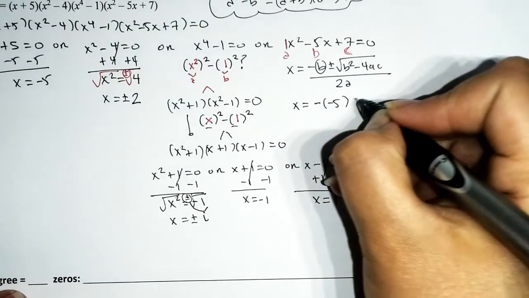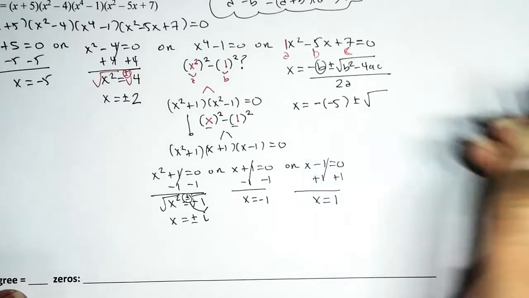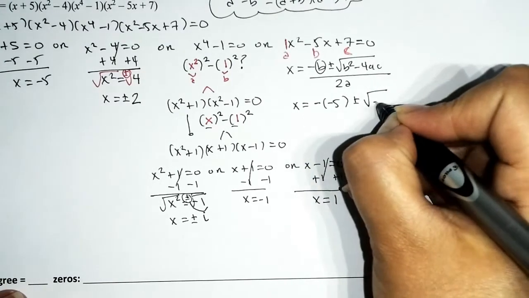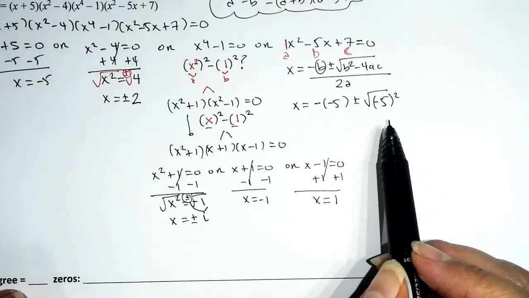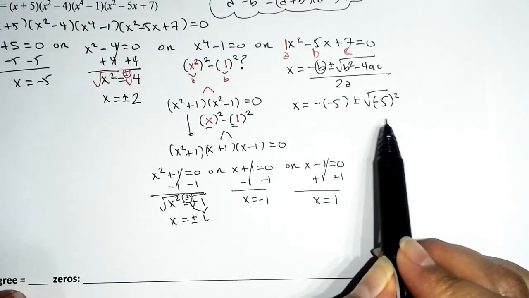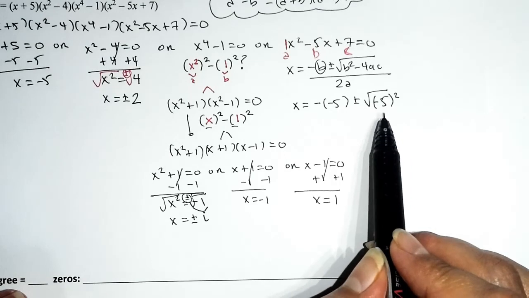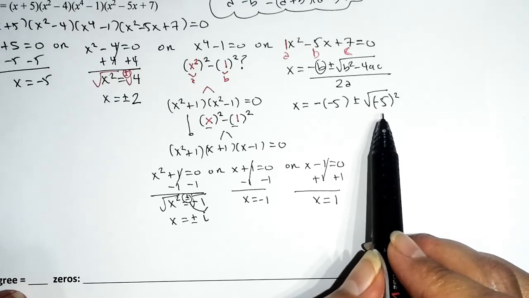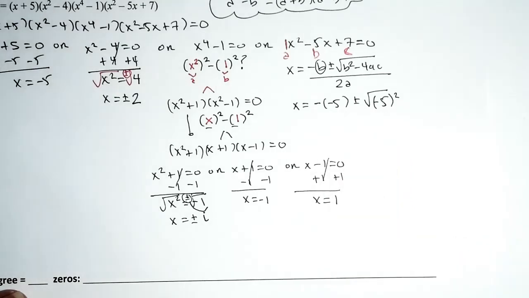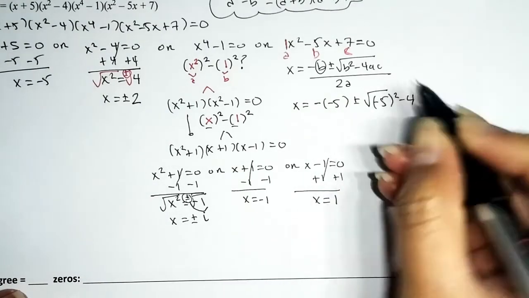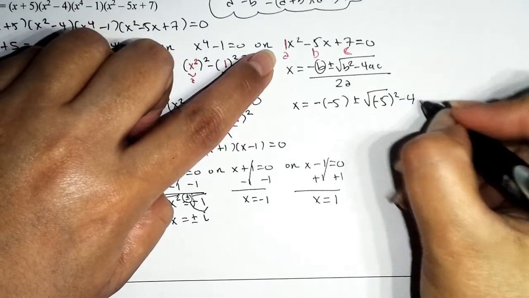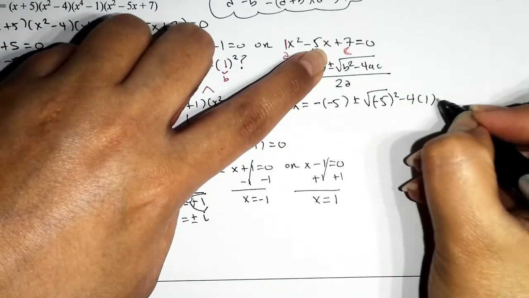Then we're going to add or subtract the square root of b squared. The value of b is negative 5. With parentheses, this will simplify to positive 25. And without the parentheses, it will simplify to negative 25. So careful. Let's keep going forward. Minus 4 times a, which is 1, times c, which is 7.